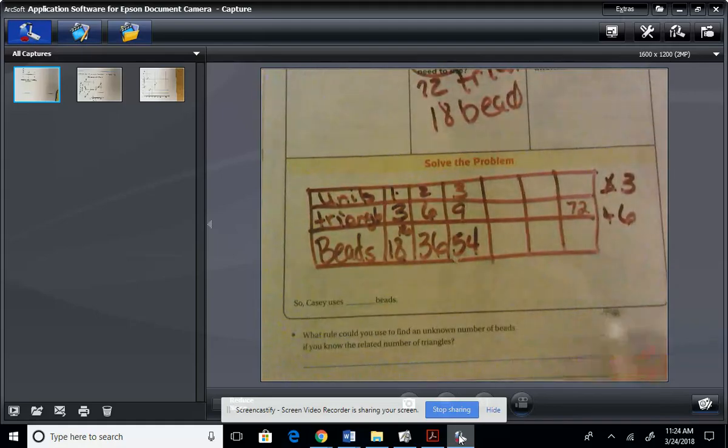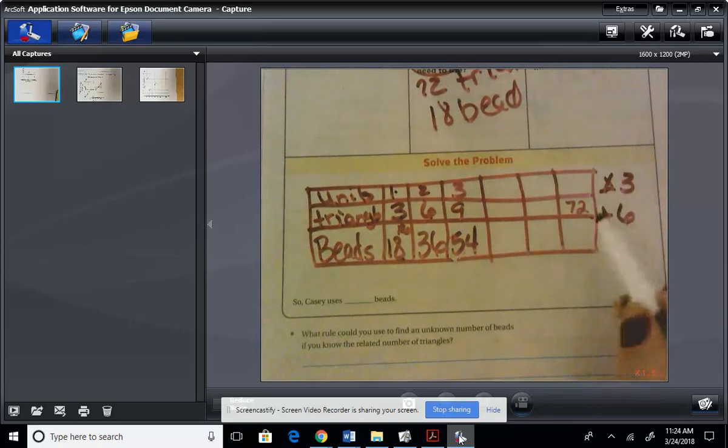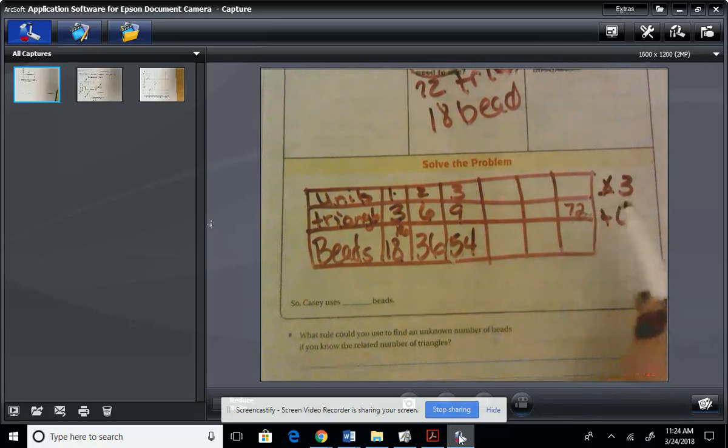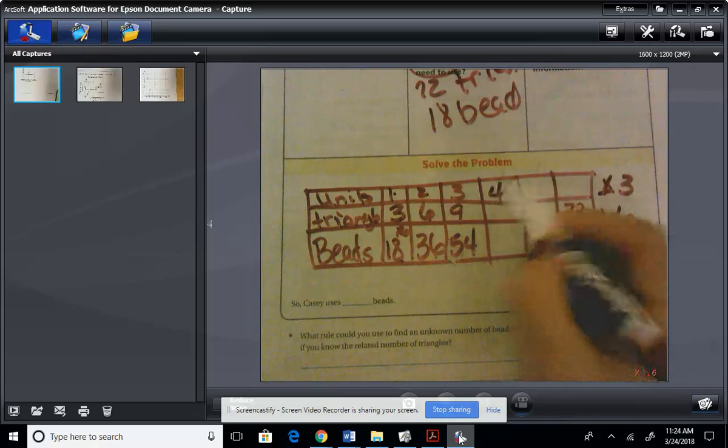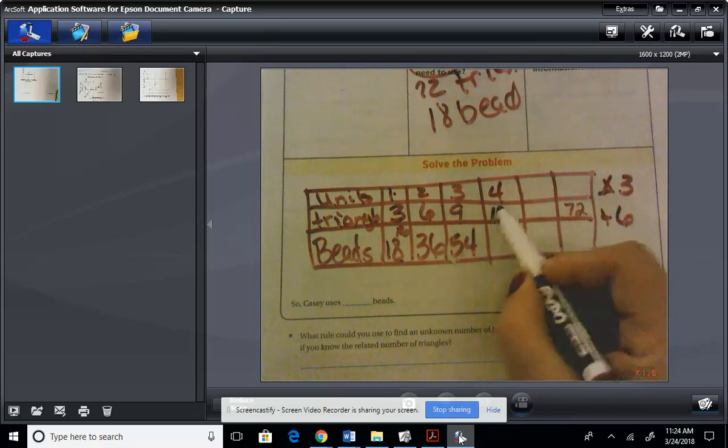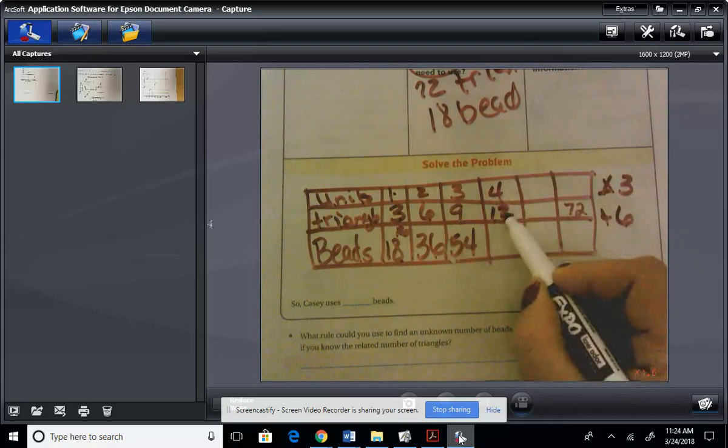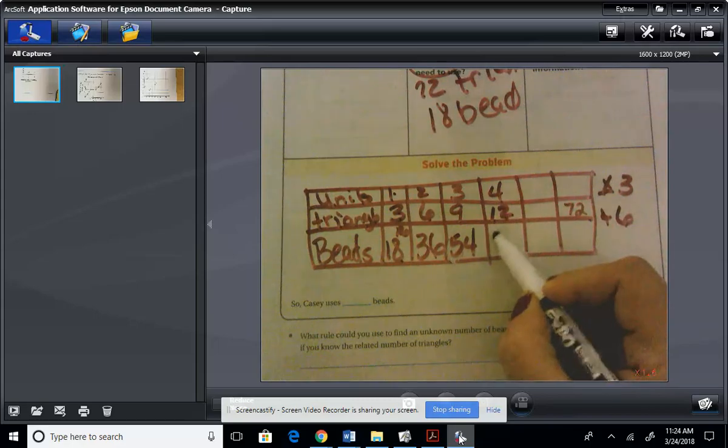All right, so how would I figure out the rest? I could keep going. I could do 4 and keep going, but I kind of know the pattern, correct? 12 times 6 is 72.